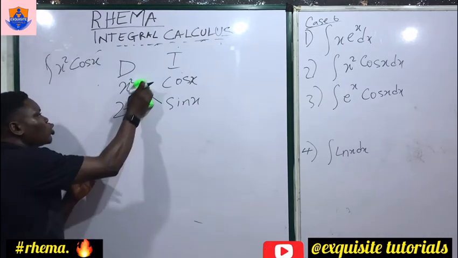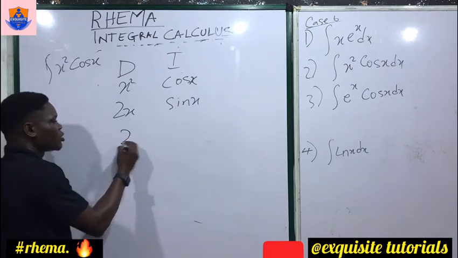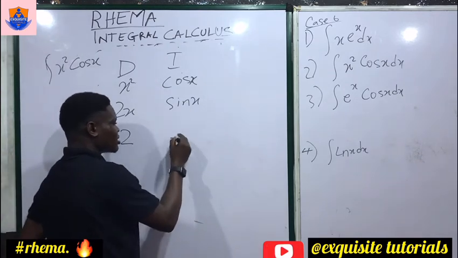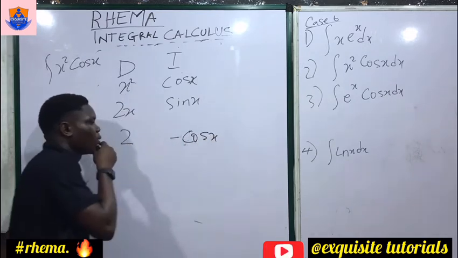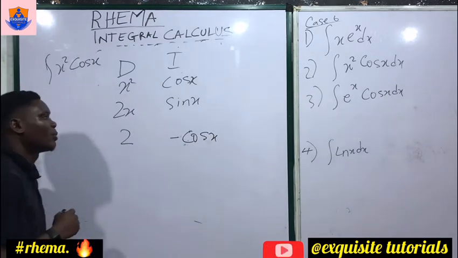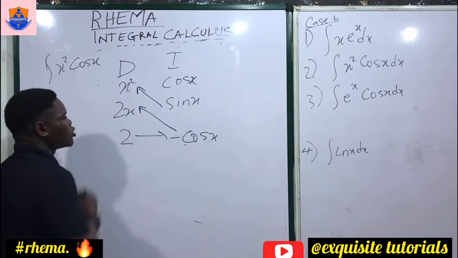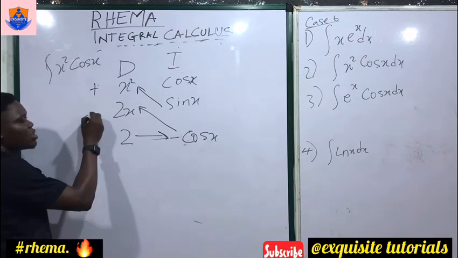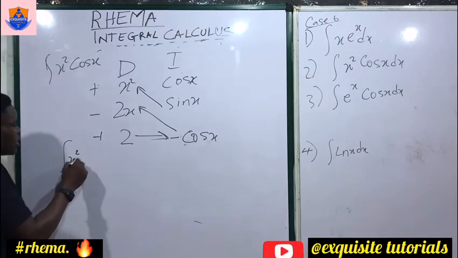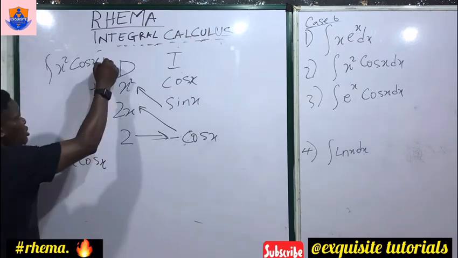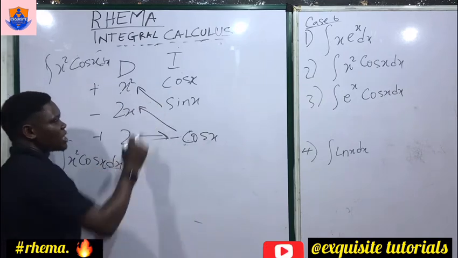So what I will do, I will just continue so that I can reduce x completely. When I differentiate this, I will get 2. When I integrate this, I will get minus cos x. So this goes to this, this goes to this, and lastly this one goes to this. We have plus, minus, plus. So the original question, the integral of x squared cos x dx, don't always forget this, is equal to x squared times sin x.